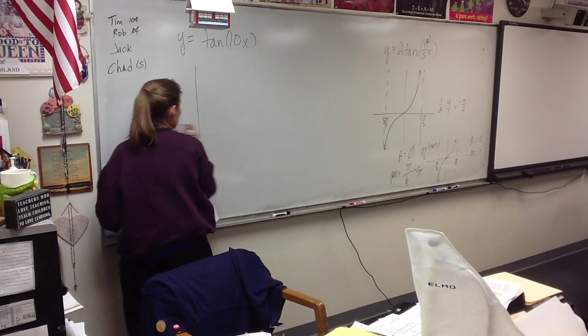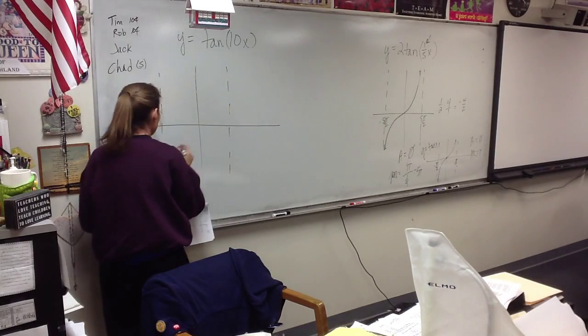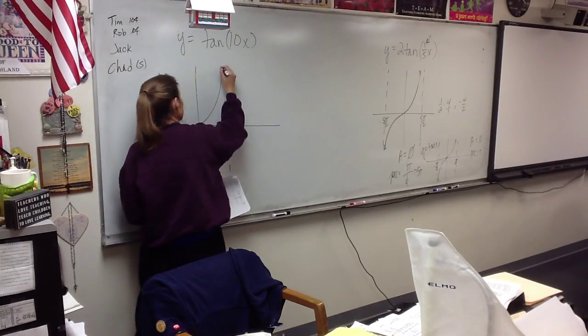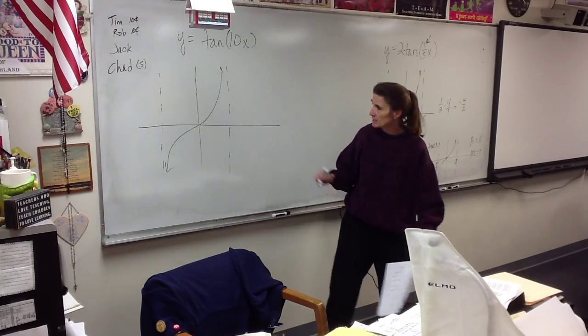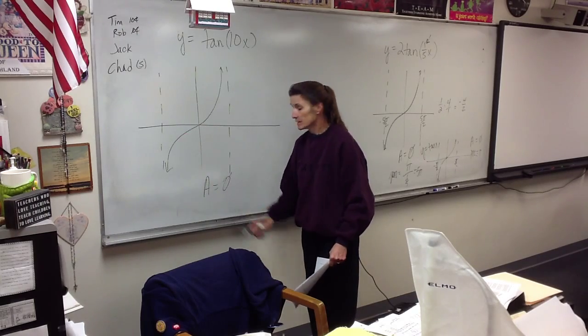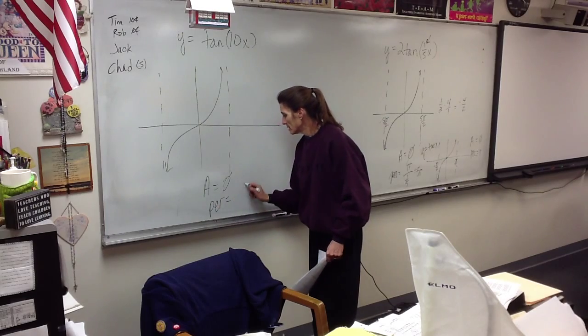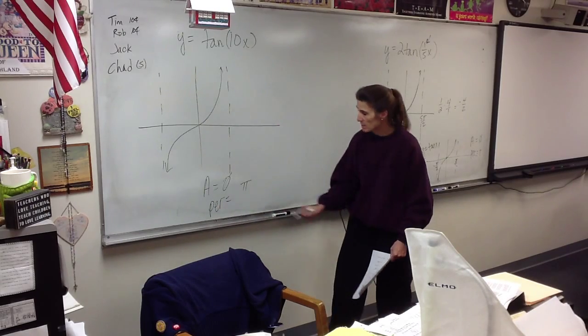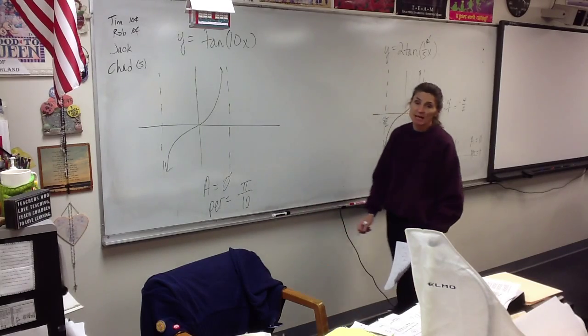Okay, we have a tangent curve. It's positive, so we know we're going to have an asymptote here and an asymptote here, and a nice positive tangent curve. There it is. Now all you have to do is figure out these labels. You have no amplitude. Tangents do not have amplitude. And your period is supposed to be pi, but you have been divided by 10.